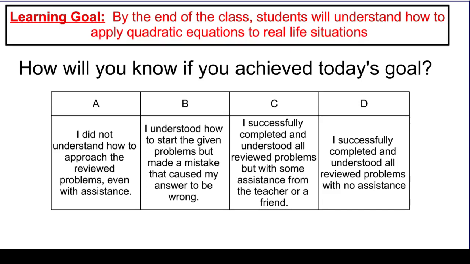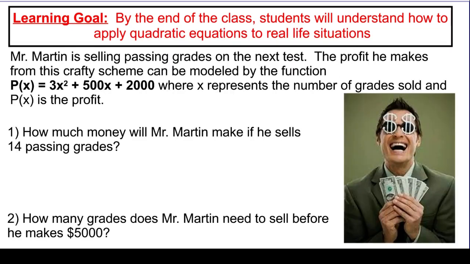So your first problem is setting up a situation, and here's what it is. I'm going to sell passing grades on the next test, and I actually sat down and figured out an equation, a function that represents how much profit I'm going to make in relation to how many test grades I sell. Right, so I'm actually giving you three important pieces of information that we're going to highlight because we're going to use them in both parts of this.